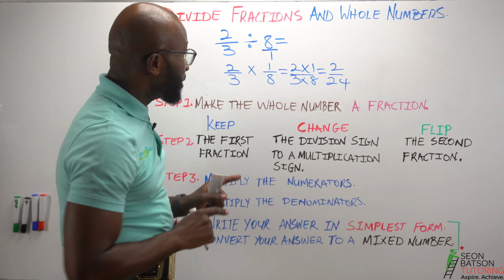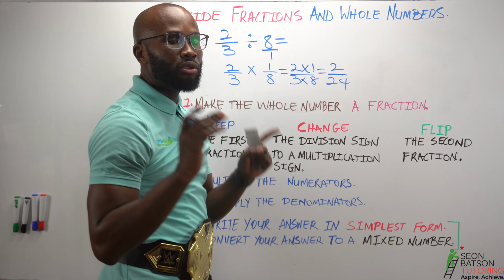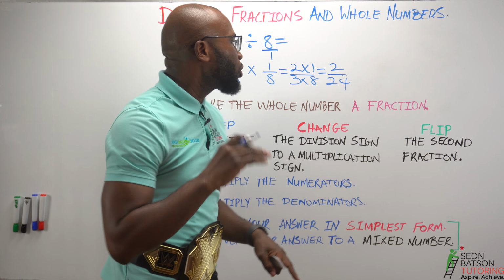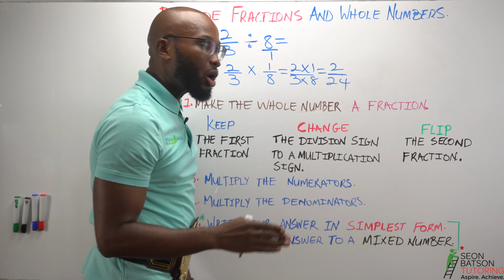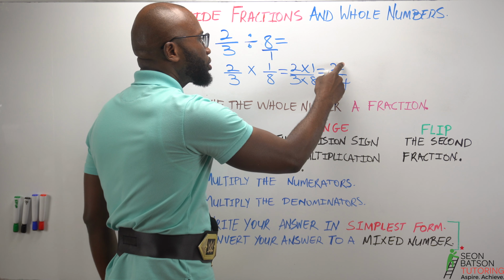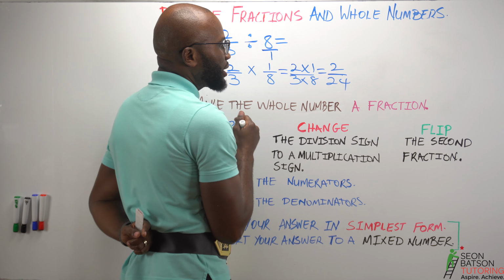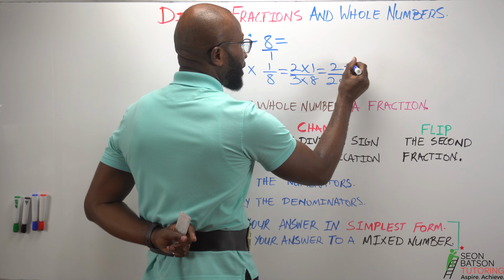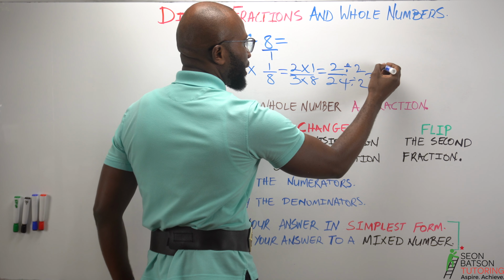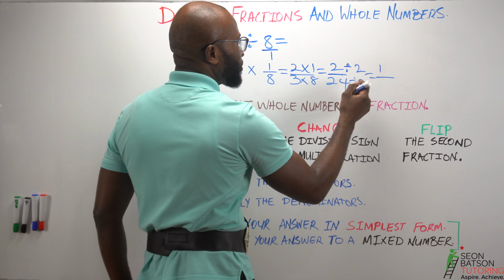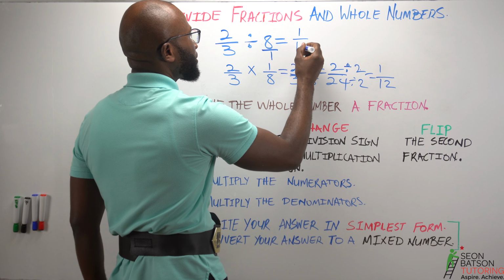But we aren't done, because we're going to check to see if we can write our fraction in its simplest form. And again, to write a fraction in its simplest form, we will simply divide the numerator and the denominator by the greatest common factor, or by the biggest number that can go into 2 and 24 evenly. The biggest number that can go into 2 and 24 evenly is 2. Therefore, the greatest common factor for 2 and 24 is 2. If we divide 2 by 2, we will get 1. If you divide 24 by 2, you will get 12. So our final answer is 1/12.